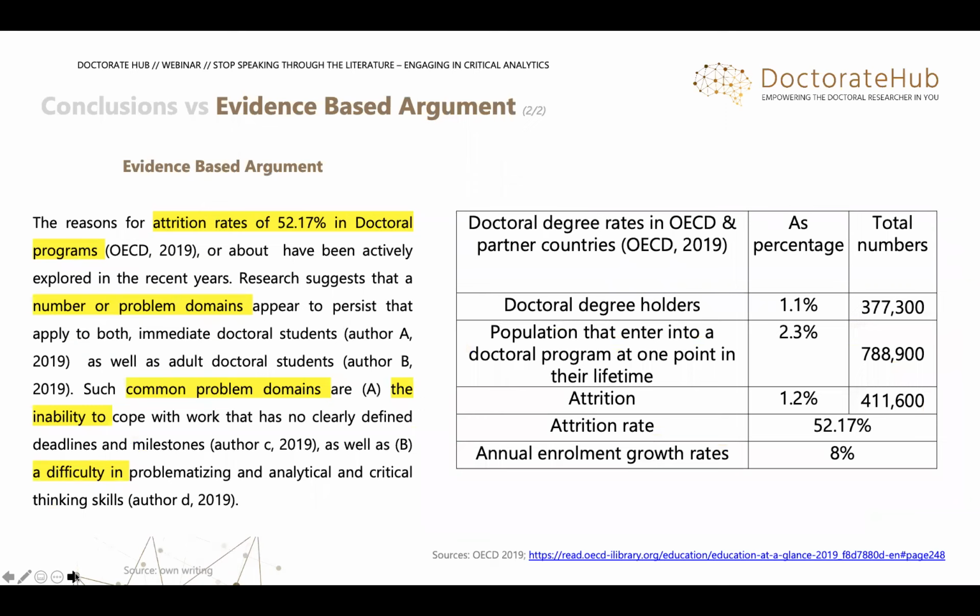Now, the evidence-based argument, as said, works more over the details. You see at the right side statistics, which are used and then brought into the argument. And there's virtually no limit on increasing the level of analytics. The more you increase the level of analytics, the more time it will take you to write.